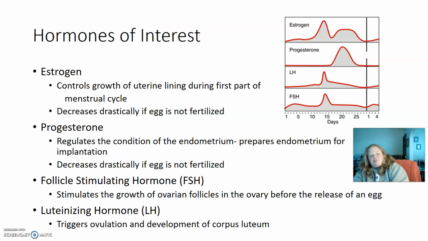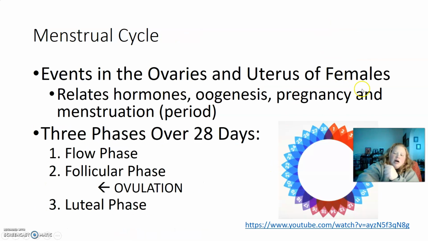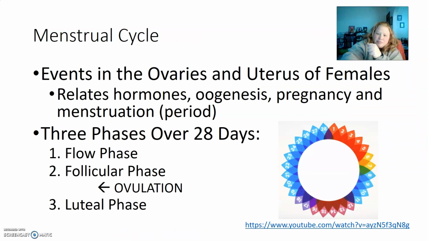So, the menstrual cycle are the events in the ovaries and uterus of females. This relates hormones, oogenesis, pregnancy, and menstruation. And you have 3 phases over about 28 days. So this is different for a bunch of different people, but it's typically around 28 days.